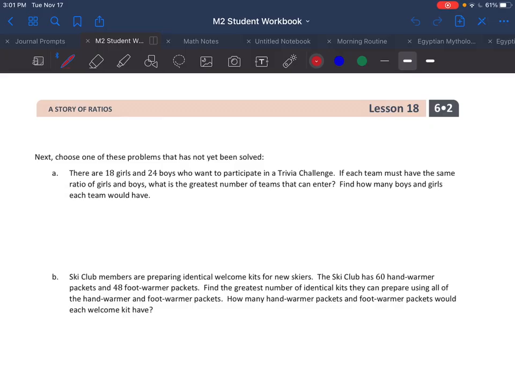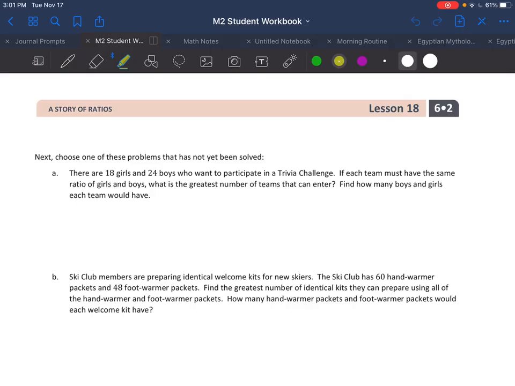This is, I think, station number 1. Let's take a look at this word problem. There are 18 girls and 24 boys who want to participate in a trivia challenge. If each team must have the same ratio of girls and boys, what is the greatest number of teams that can enter? Find how many boys and girls each team would have. So let's think about what this question is asking.